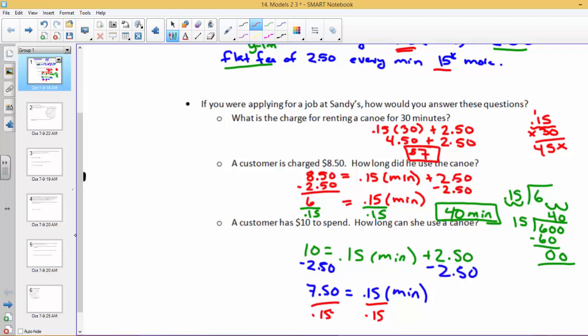Let's actually just do this. 750 divided by 0.15. You've got to move the decimal over twice. Same thing to both sides. So it's 750 divided by 15. We know 15 times 4 is 60. 60 plus 15 is 75. So 15 times 5 is 75. Add the 0, so it would be 50 minutes.